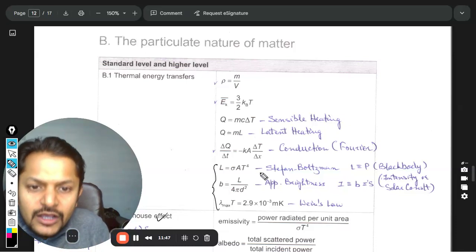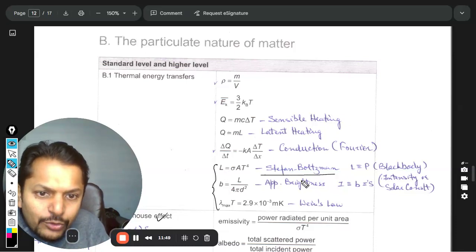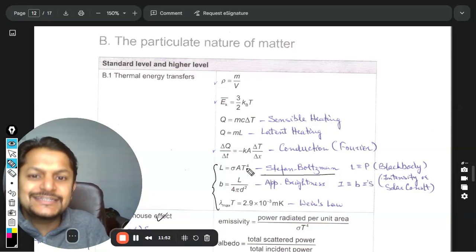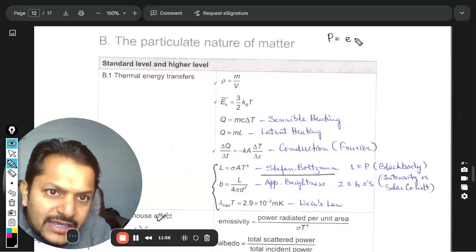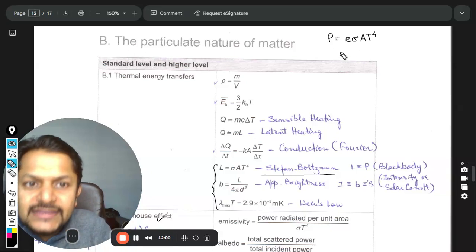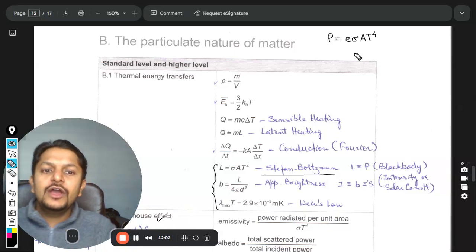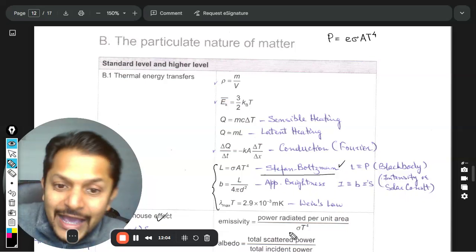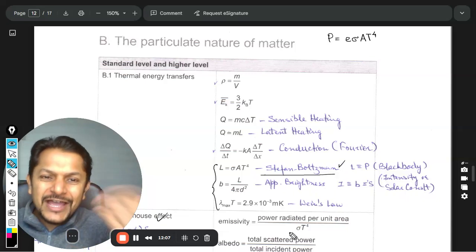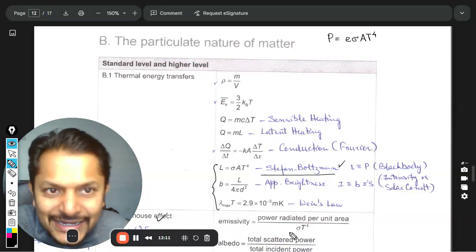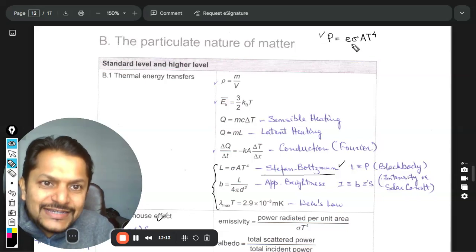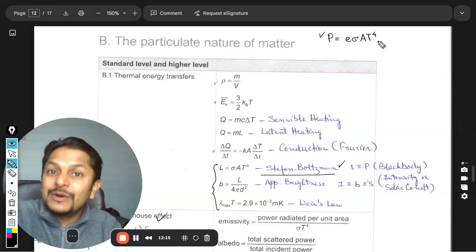Please be careful. First of all, I have written that this is the Stefan-Boltzmann law. And of course, yes, this is the Stefan-Boltzmann law. But the formula for that is power is equal to E sigma A T raised to power 4. This is the exact formulation of the Stefan-Boltzmann law. And you can clearly see it. Even I had forgotten to write that formula at that time in the data booklet. I would be adding that soon. So P is equal to E sigma A T raised to power 4.